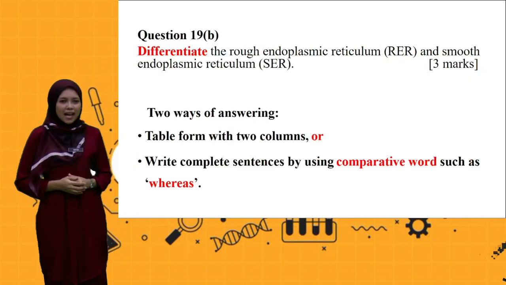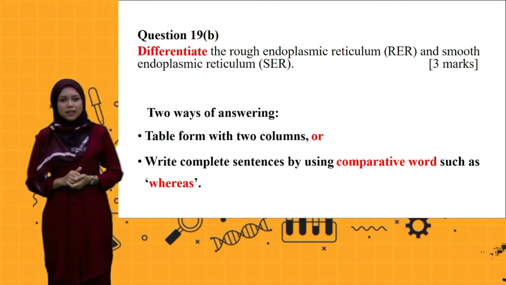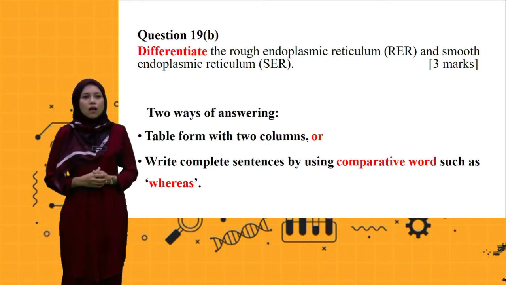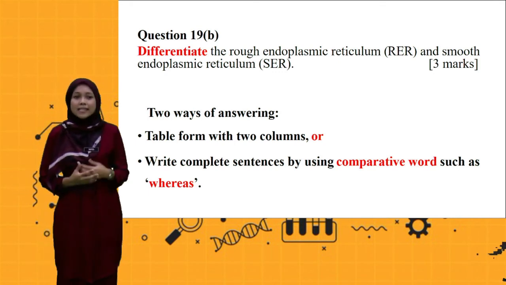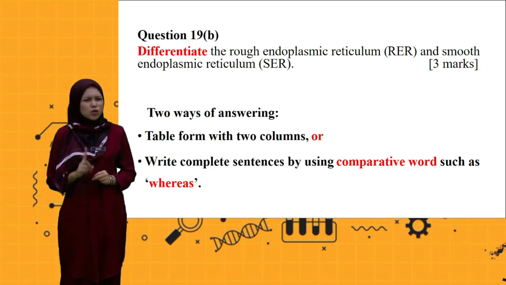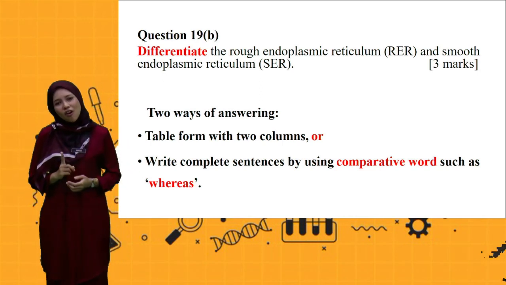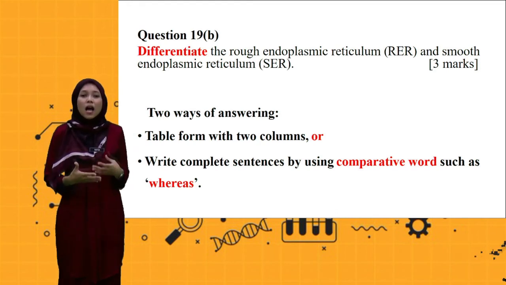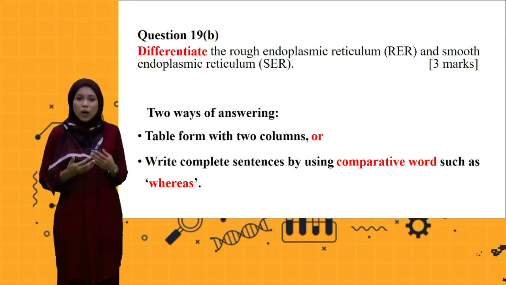Next question is 19b. Differentiate the rough endoplasmic reticulum RER and smooth endoplasmic reticulum. There are 2 ways to answer this question, class. First, in table form with 2 columns. Do not draw 3 columns. This table form is very popular among the students. Or you have another option. You can write completely using complete sentences by using comparative words such as whereas.